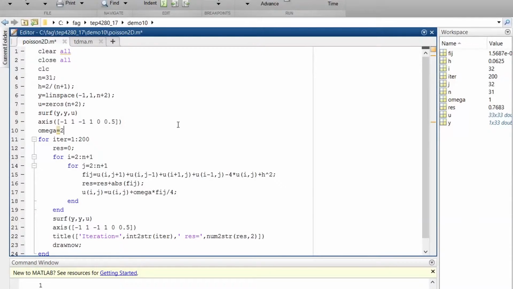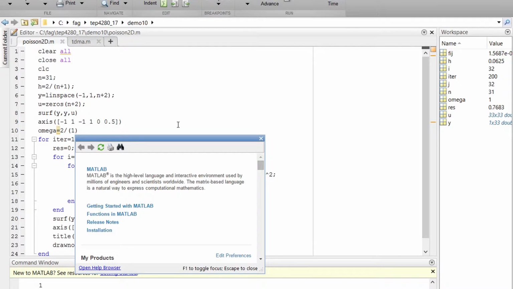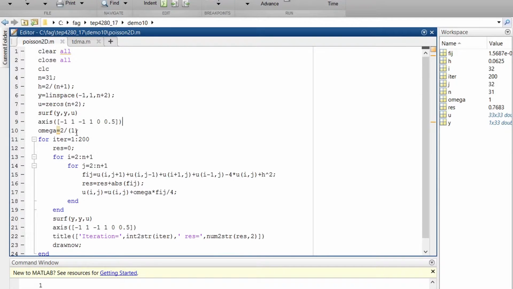goes something like this: 2 divided by, and then we had 1 plus, 1 plus sine of pi divided by the number of unknowns.